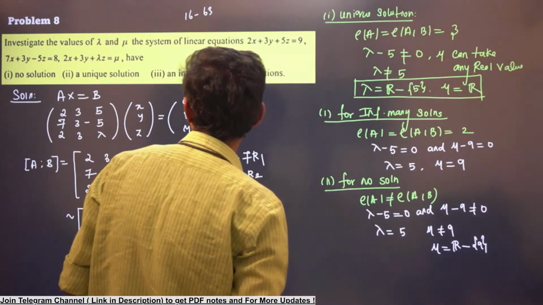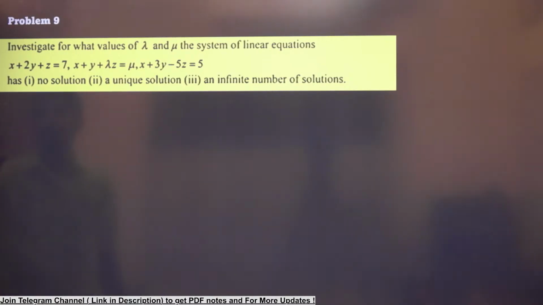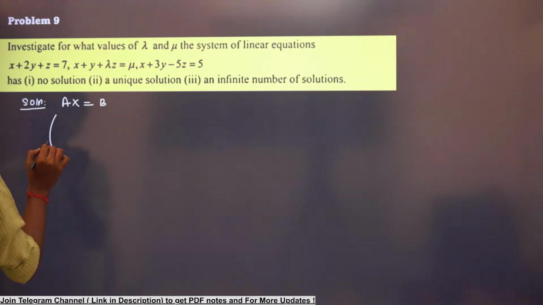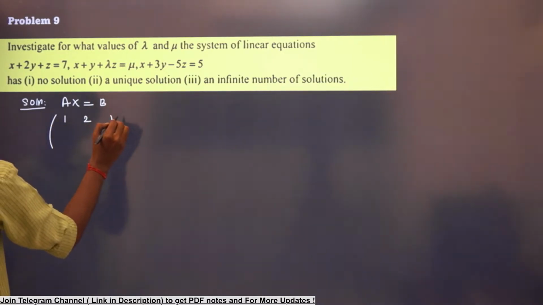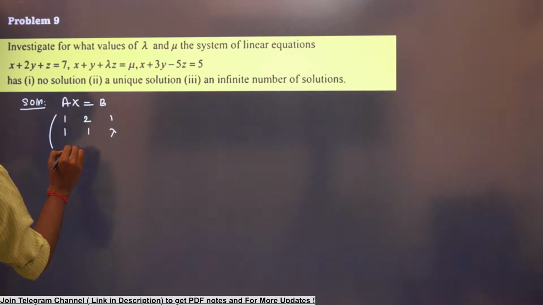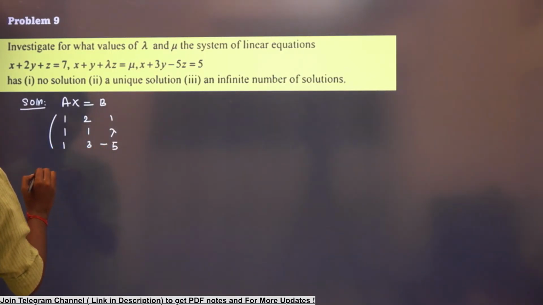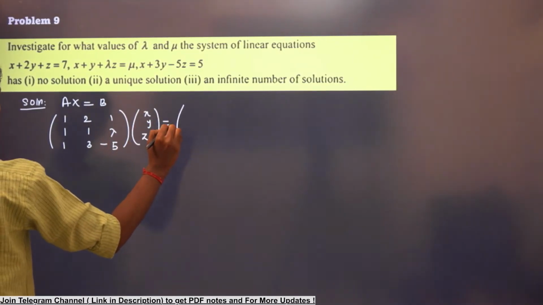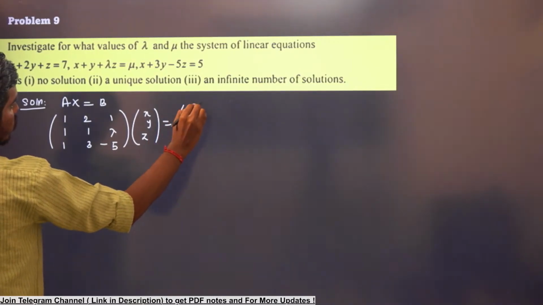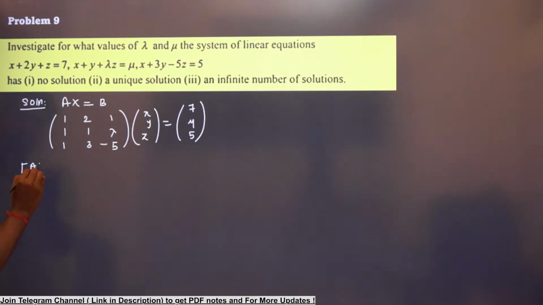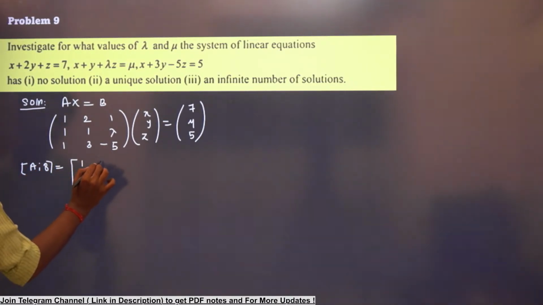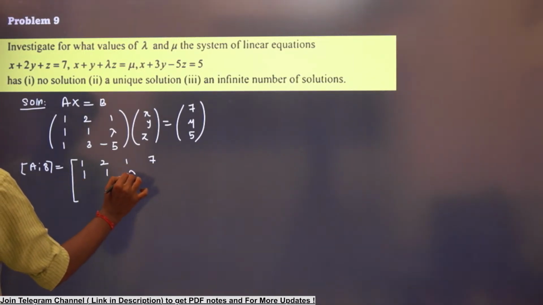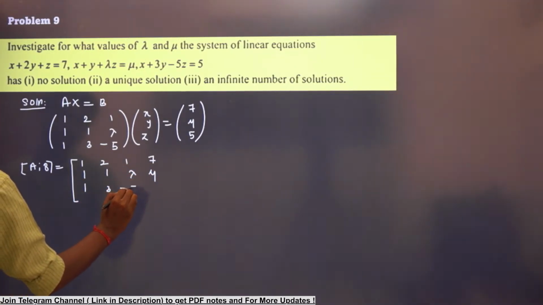Okay, we'll do one more similar problem. Investigate for what values of lambda and mu the system has no solution, unique solution, or infinitely many solutions. So first, Ax equal to b. What is A? A is 1 2 1, 1 1 lambda, and 1 3 minus 5. Here x is x y z, the unknown variables, and b is the output vector 7 mu 5. So form the augmented matrix A comma B: 1 2 1 7, 1 1 lambda mu, 1 3 minus 5 5.